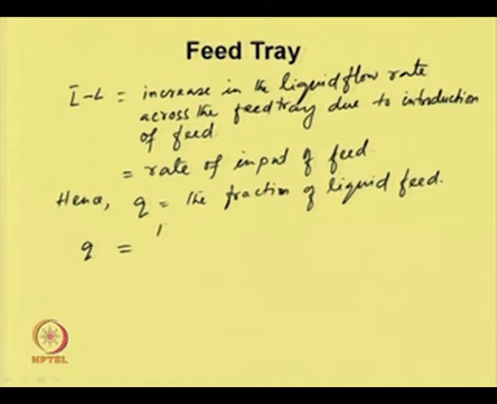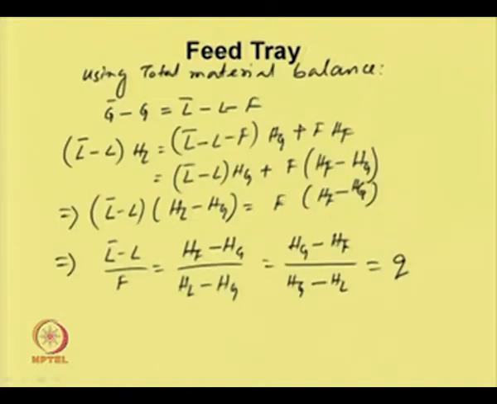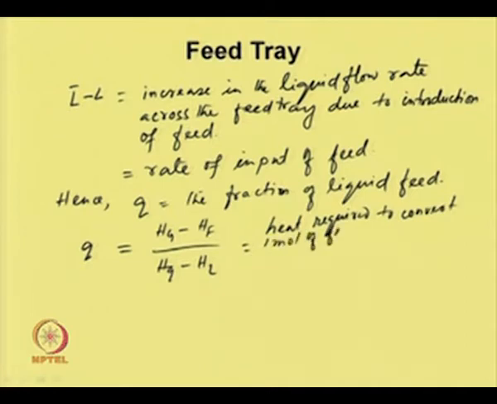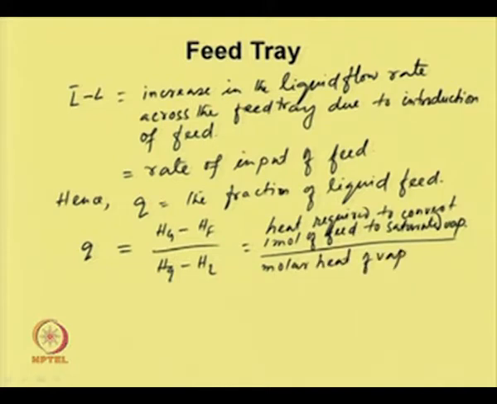Another significance of this Q is defined as the heat required. We see Q is equal to HG minus HF divided by HG minus HL, which we can write as the heat required to convert 1 mole of feed to saturated vapor, divided by the molar heat of vaporization of saturated liquid.